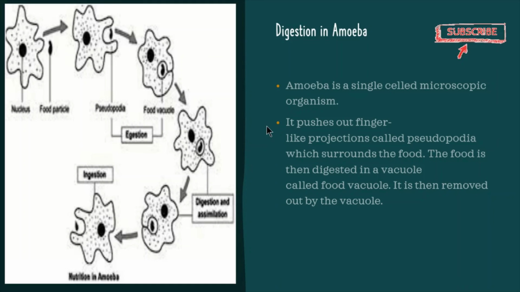In this way, the smallest organism in the world receives its food. It eats other small organisms, whatever organic matter it finds which has the needed nutrients. So let's get to the next slide.